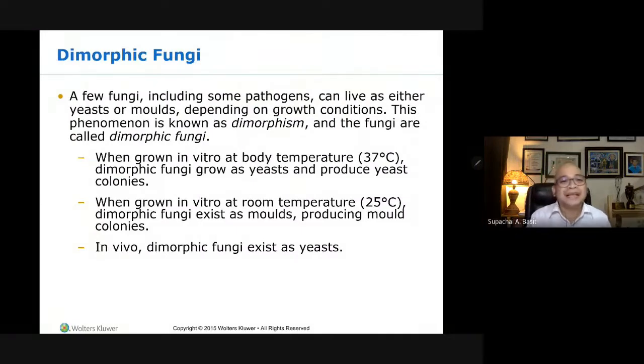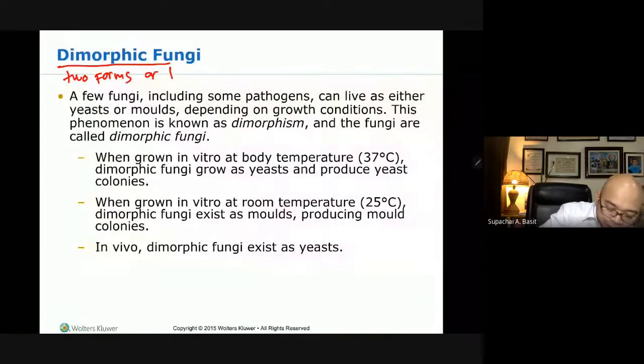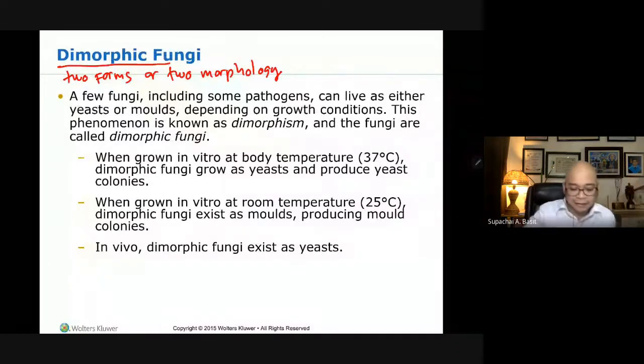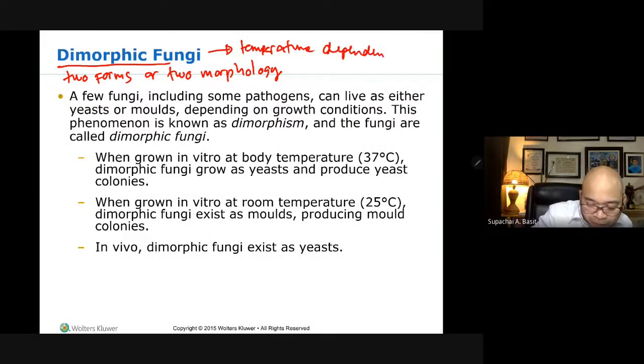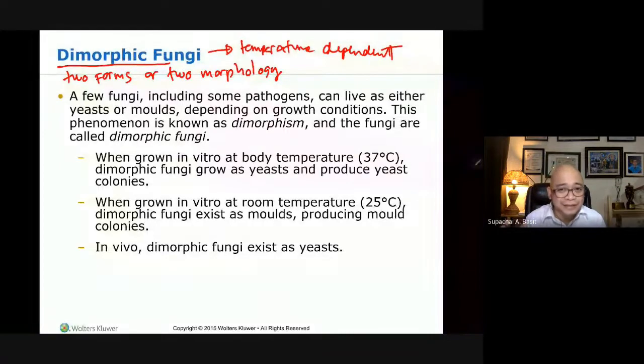Now let's talk about dimorphic fungi. Okay, so the term dimorphic means two forms or two morphologies. And dimorphic fungi are temperature dependent. So a few fungi include some pathogens that can live as either yeast or mold depending on the growth conditions. So we call it dimorphism.